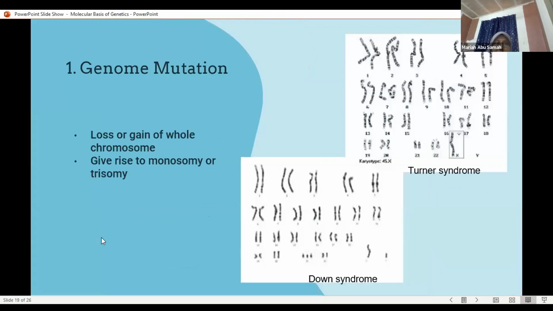First is genome mutation. Genome mutation means loss or gain of a whole chromosome. It will give rise to monosomy or trisomy. So in this picture, the patient lost one X chromosome, so the karyotype is only 45,X. This is also known as Turner syndrome. While in this picture, there is trisomy 21, also known as Down syndrome.